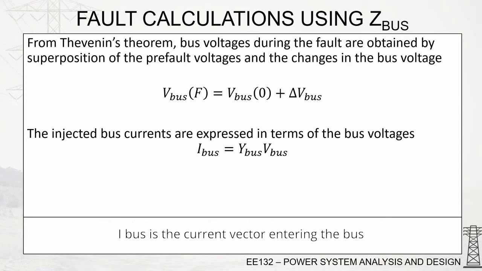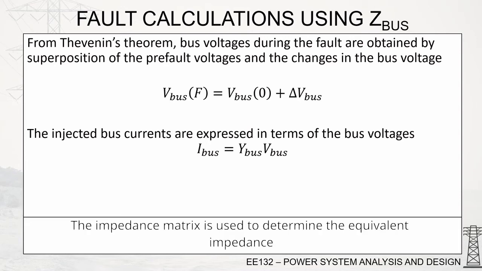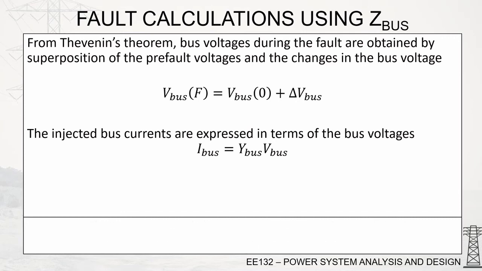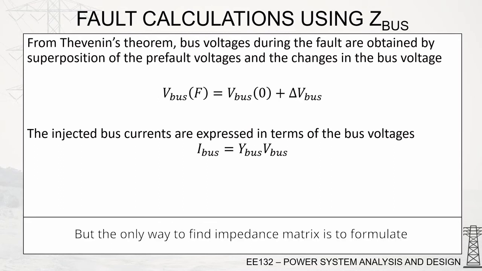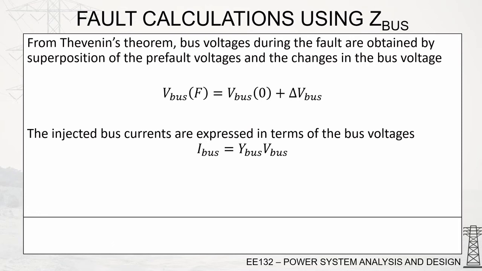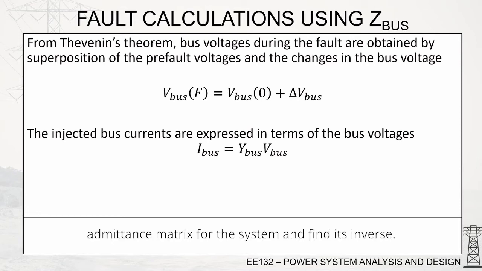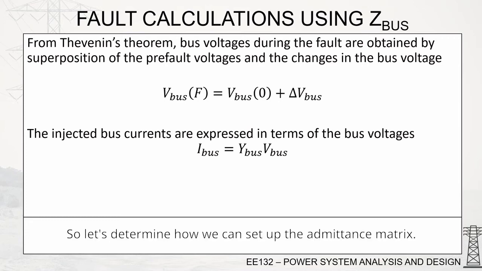I bus is the current vector entering the bus, and Y bus is the admittance matrix. The impedance matrix is used to determine the equivalent impedance if a fault were to occur at any bus in the system. But the only way to find the impedance matrix is to formulate the admittance matrix for the system and find its inverse. So let's determine how we can set up the admittance matrix.